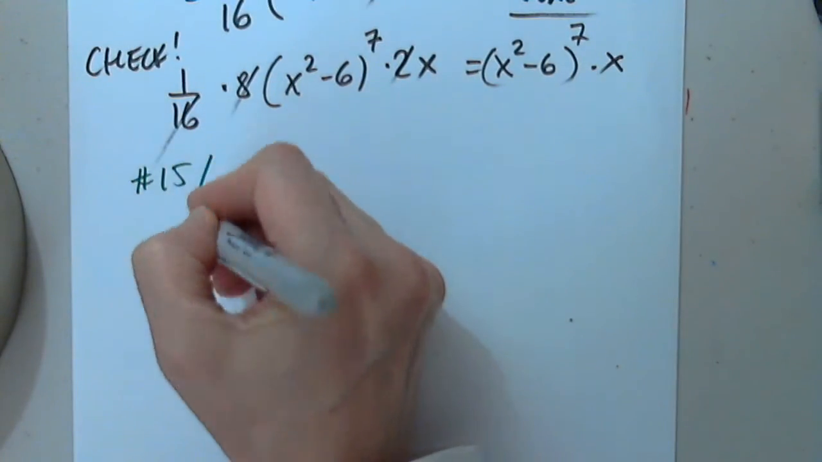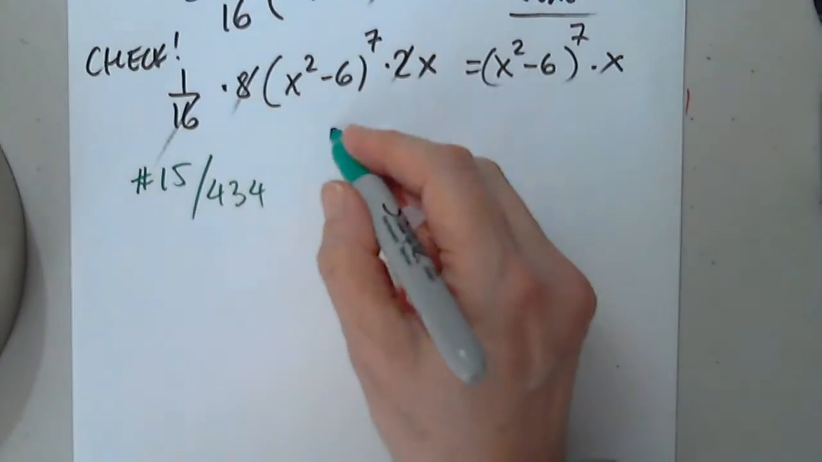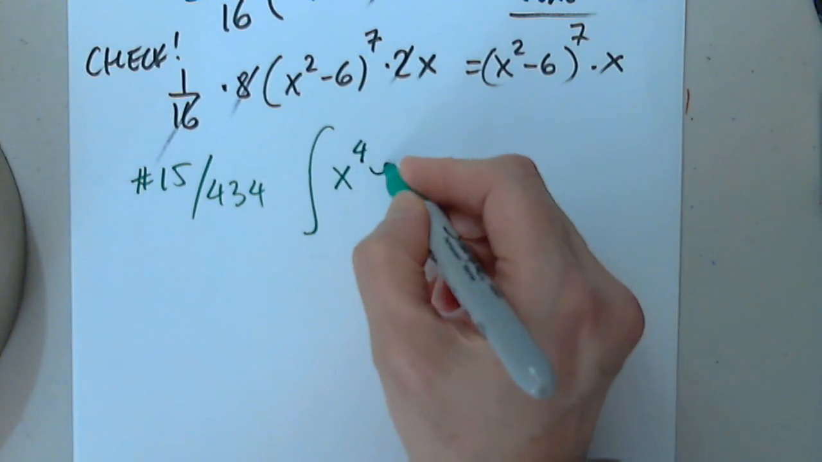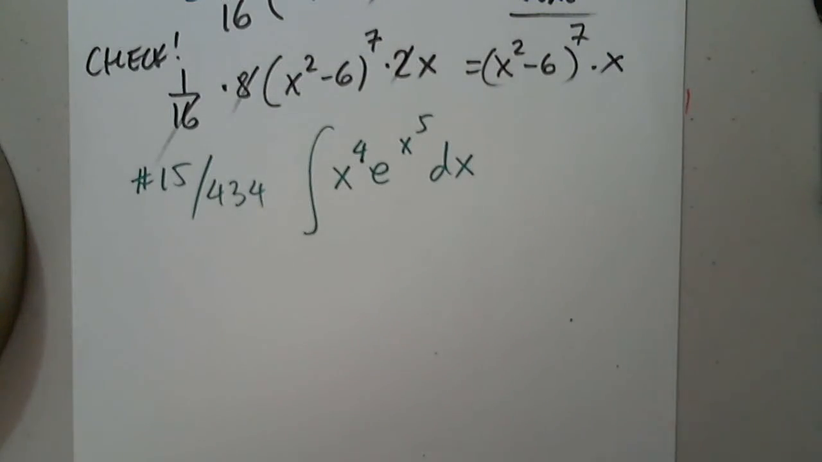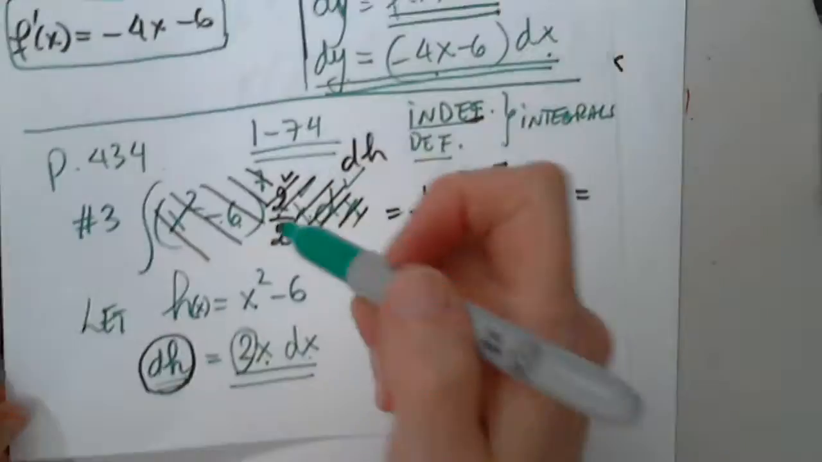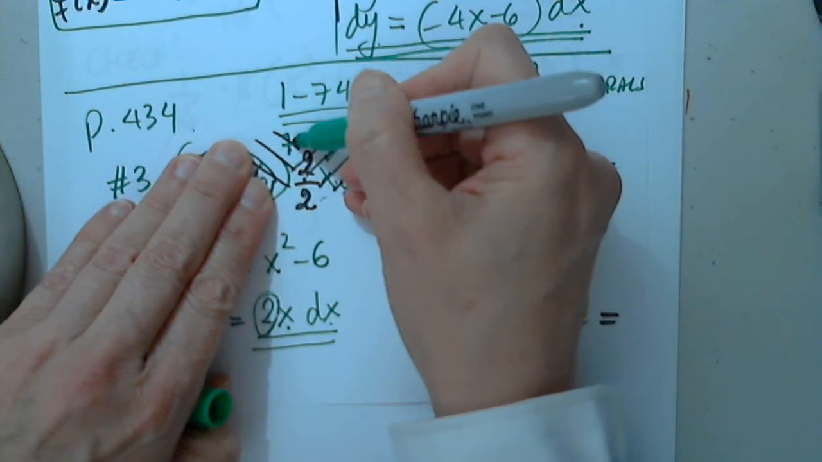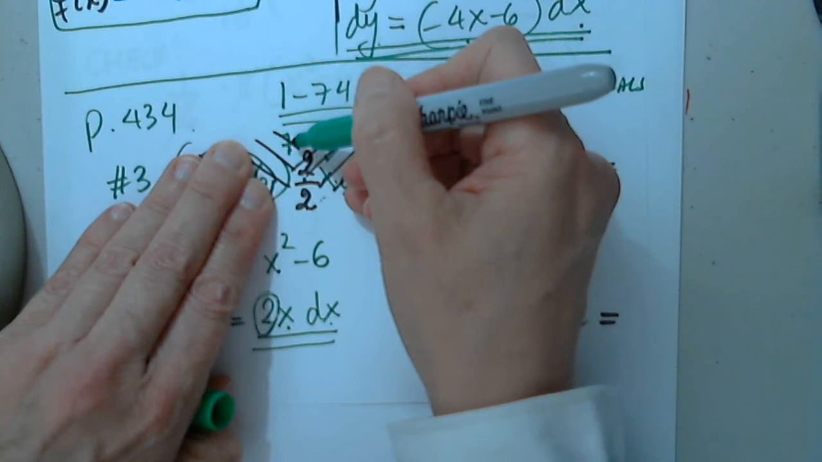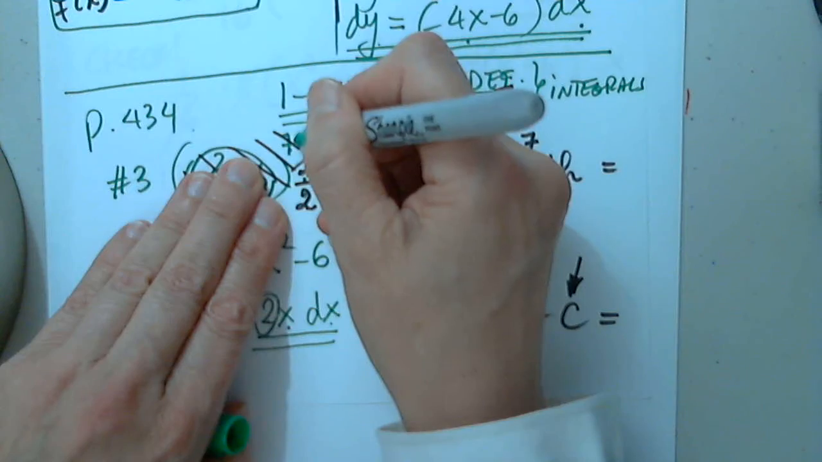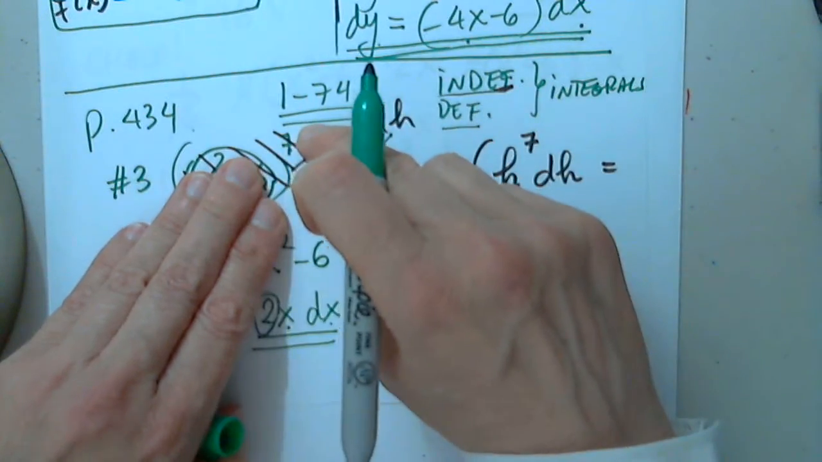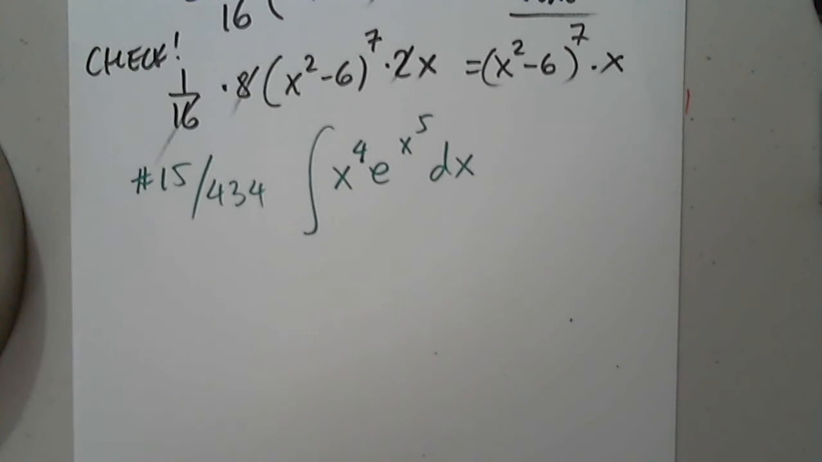So 15 on the same page. The integral of x to the 4th e to x to the 5th dx. So what bothered me here was this function inside of this function. That bothered me because it was a complicated situation inside of power 7, inner, outer. I know that this is not a scientific way, but it's an easy way to think about it.